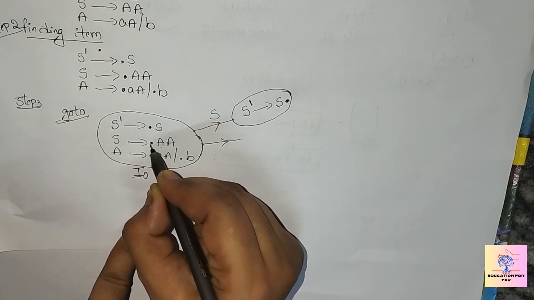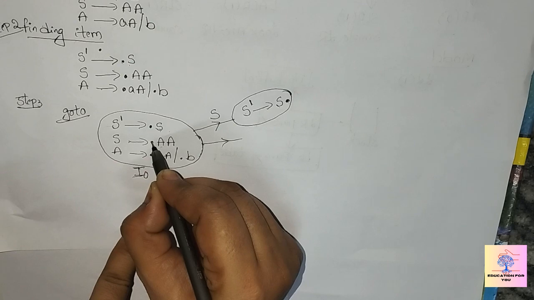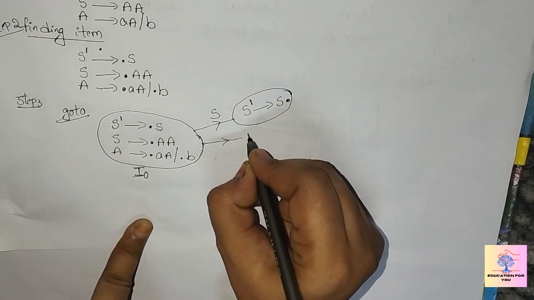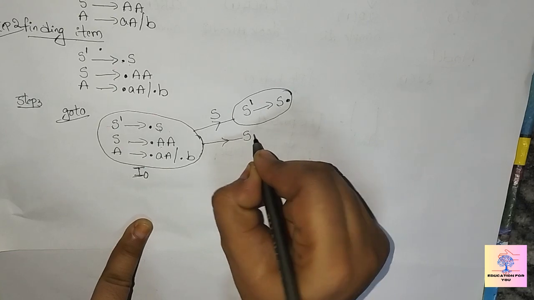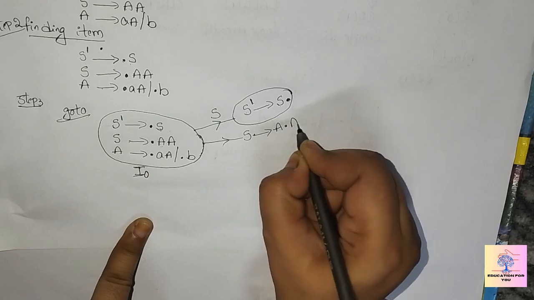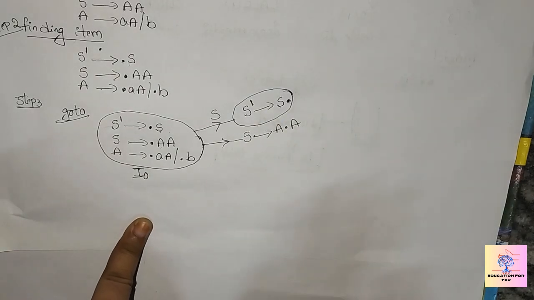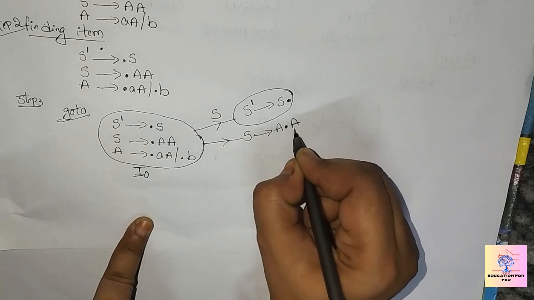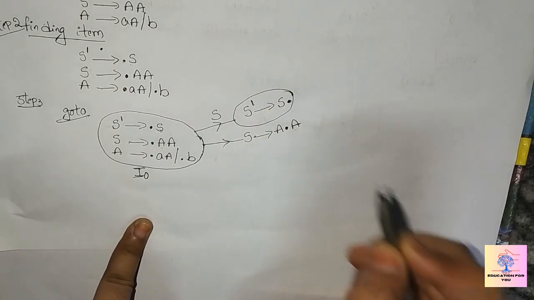We have to shift this dot to the side, one place over. Okay, so how can you shift this? So S is going to produce A dot A. Okay, now observe that after the dot, again a non-terminal is there. Okay, that is a non-terminal symbol.